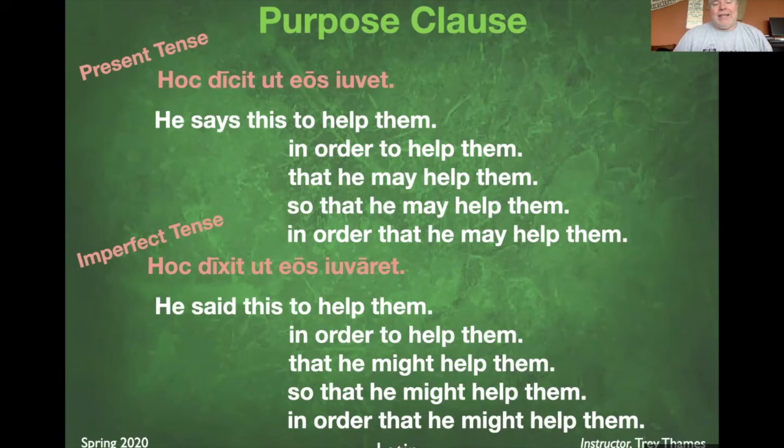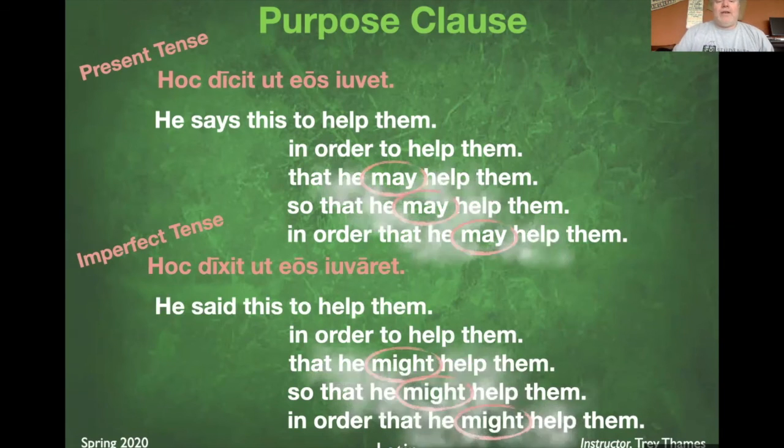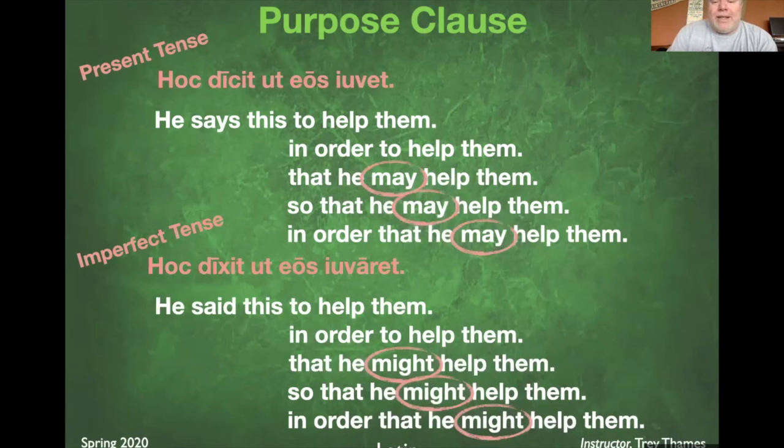He said, dixit, he said this, hoc, to help them. You could also translate it in order to help them. He said this that he might help them. He said this so that he might help them. He said this in order that he might help them. All of these, just like the top section, are options, a way to translate this, just a little bit different. But notice the difference here on the top section, because it's present tense subjunctive, you use the word may, and in the bottom section, you used might for the imperfect subjunctive.